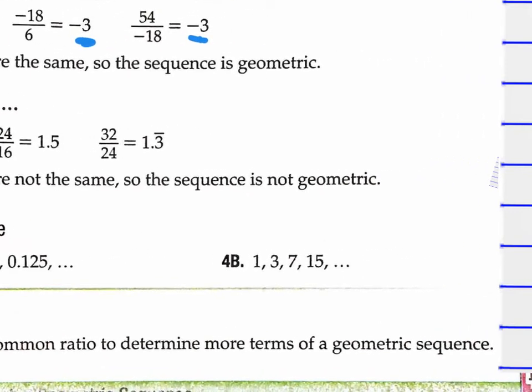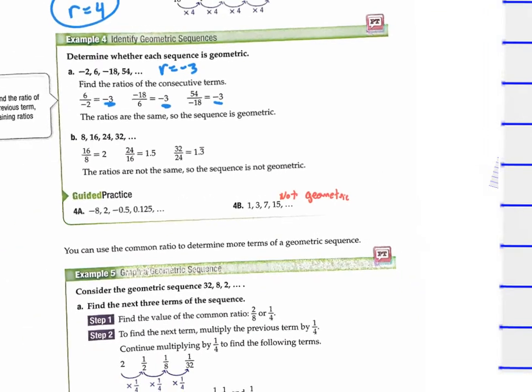Over here, it's a little easier to see. Is this geometric? Well, 3 divided by 1 is 3. 7 divided by 3 is not 3. Okay, and neither is 15 divided by 7. So there's definitely not a common ratio here. So this is not geometric. As a matter of fact, I could even go further and say it's not arithmetic either, because 15 take away 7 is 8. 7 take away 3 is not 8. So it's not arithmetic either. Okay.